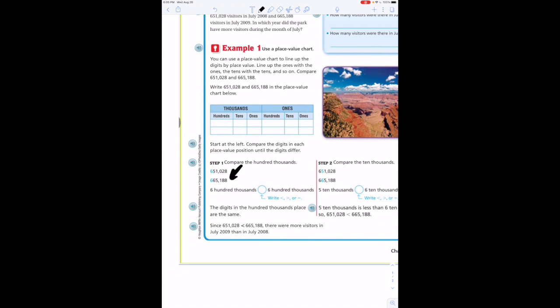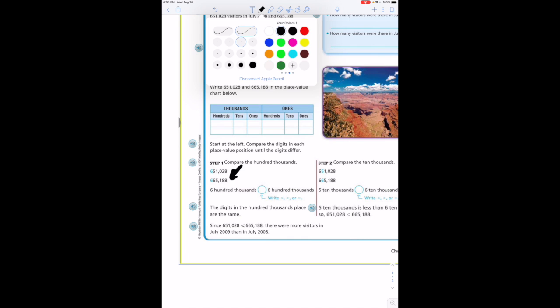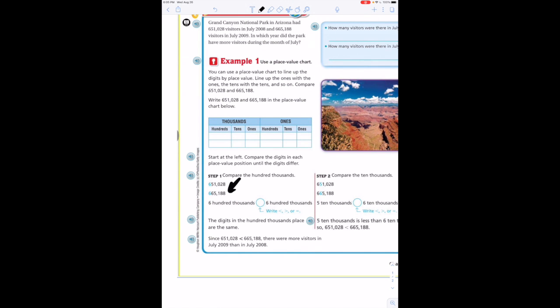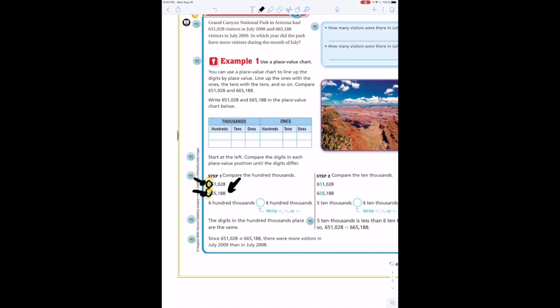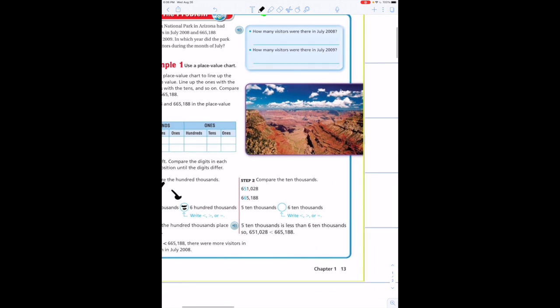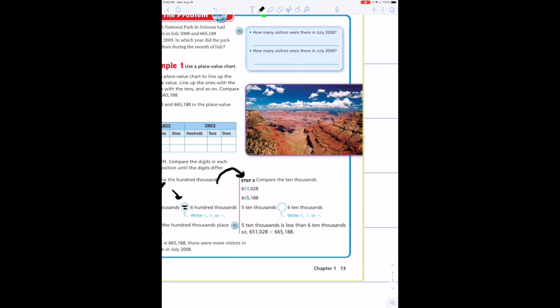Let's take a look here at step 1. It says compare the hundred thousands first, because we're trying to compare two numbers. We're trying to compare, if we look up here, 651,028 to 665,188. So the first thing you want to do is always start with your hundred thousands. If we look at our hundred thousands, both of them are sixes. We have 6 and 6. 600 thousands right here equals 600 thousands. So the next step is to look at our tens of thousands, which is step 2.